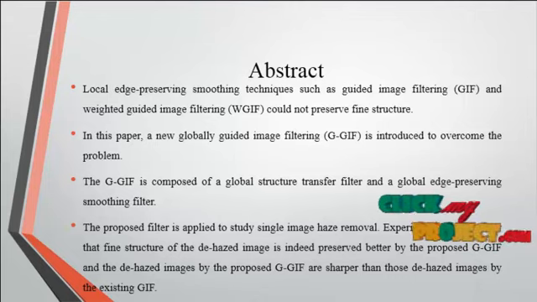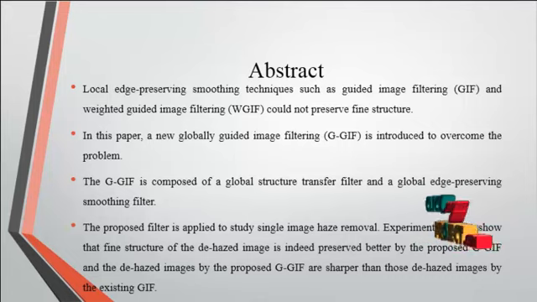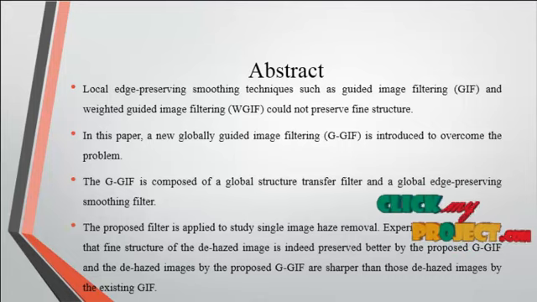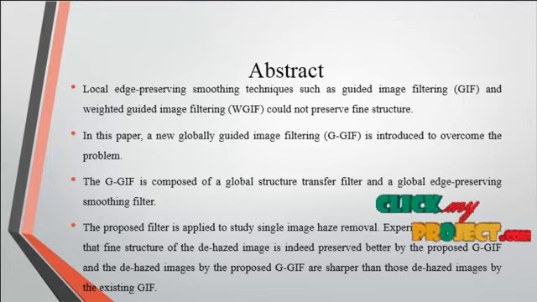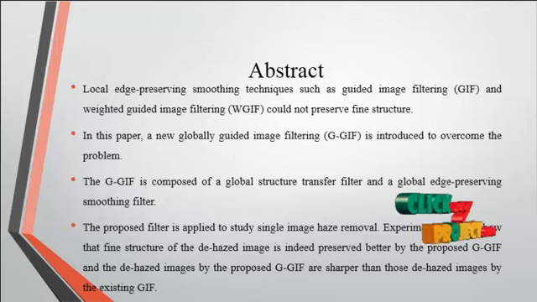Local edge preserving smoothing techniques such as guided image filtering, that is the GIF, and the weighted guided filtering, that is the WGIF, could not preserve the fine structure. In this paper, a new globally guided filtering, that is the G-GIF, is introduced to overcome the problem. The G-GIF is composed of a global structure transform filter and then the global edge preserving smoothing filter.